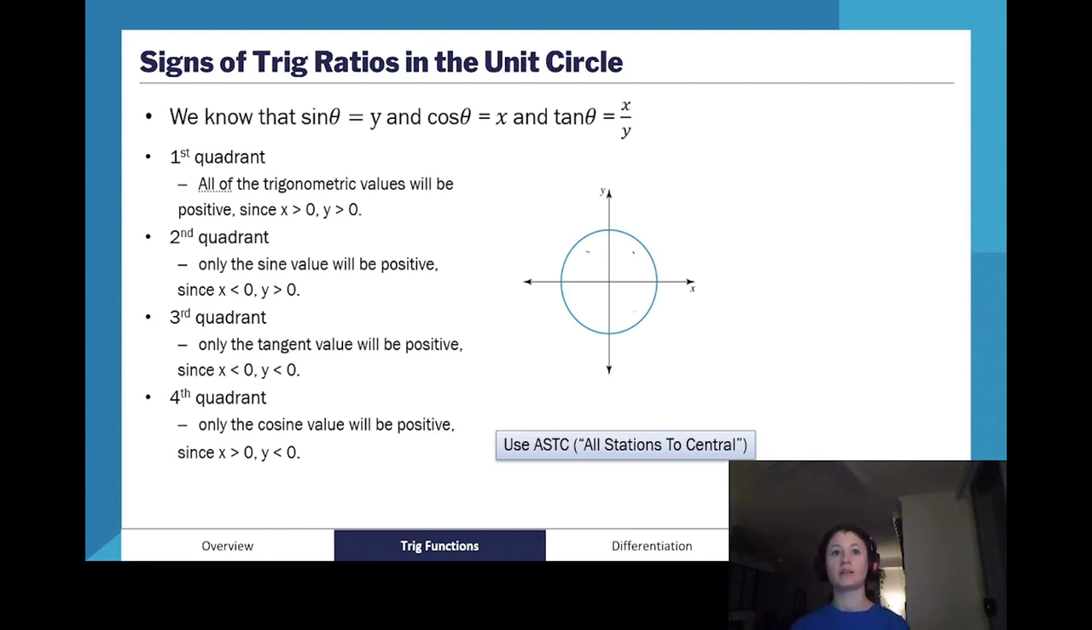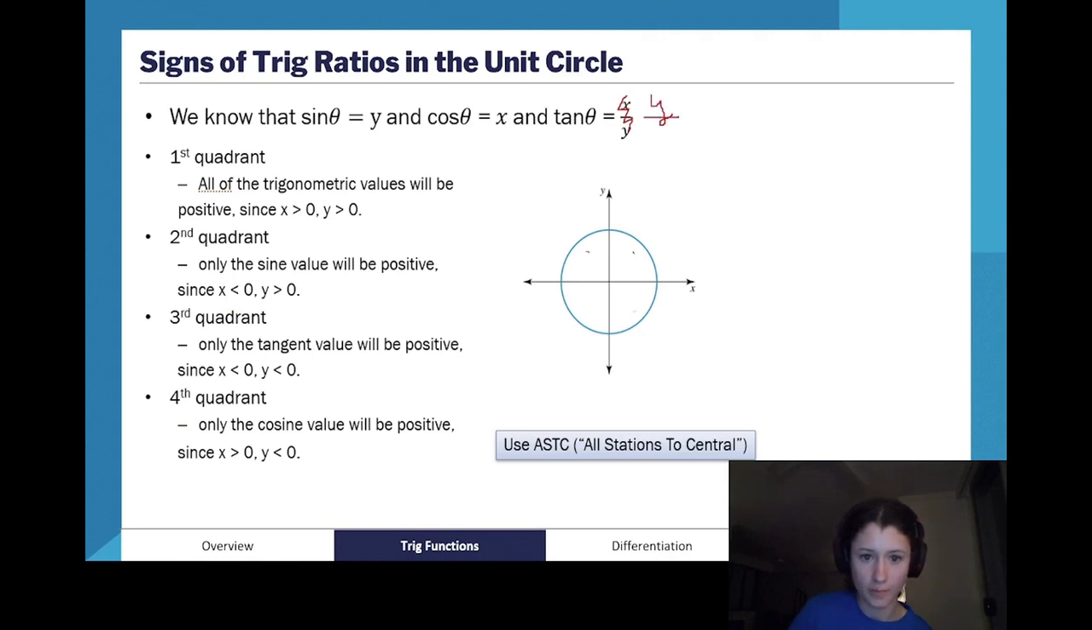Alright, let's now get into the signs of trig ratios in the unit circle, and this also leads into finding trig ratios in different parts of the unit circle instead of just this first quadrant here, which is what we've been doing so far. So, we know that sine is equal to y, cos is equal to x, and tan is equal to x on y. That should be y on x. I wrote that wrong.